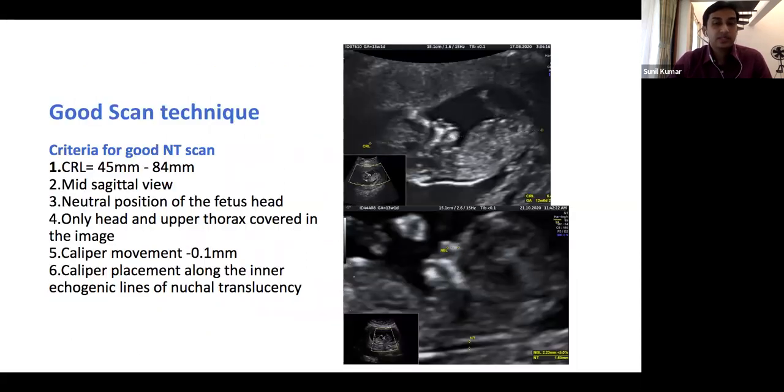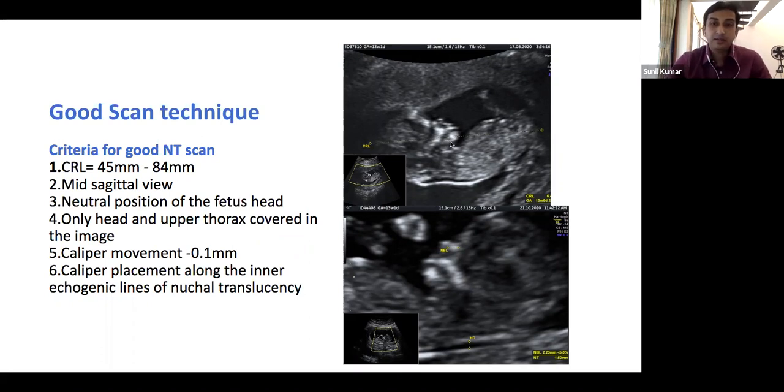So we know that the first trimester ultrasound is between 12 to 13 weeks. That is a screening test. Certain techniques have to be followed to consider it for prenatal screening, because many times the quality of the image may not be good enough to qualify the scan for first trimester screening. So there are certain criteria for a good NT scan. As I already mentioned, CRL between 45 millimeter and 84 millimeter, and a good mid-sagittal view to check the CRL, that is crown rump length.